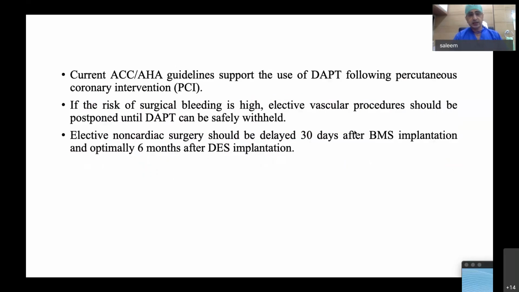Current ACC/AHA guidelines support the use of dual antiplatelet therapy following percutaneous coronary intervention. If the risk of surgical bleeding is high, elective vascular procedures should be postponed until dual therapy can be safely withheld. Elective non-cardiac surgery should be delayed 30 days after bare metal stent implantation and optimally 6 months after drug-eluting stent implantation.